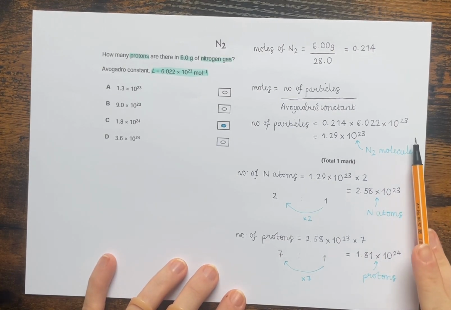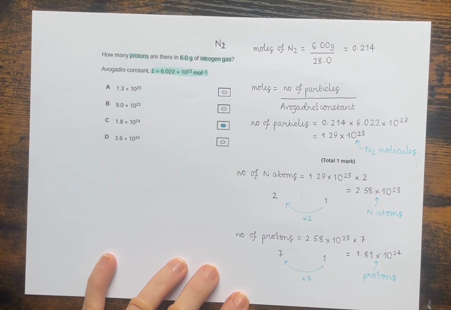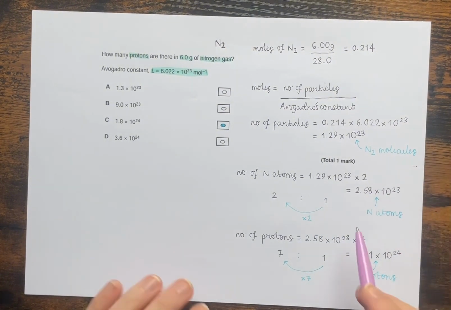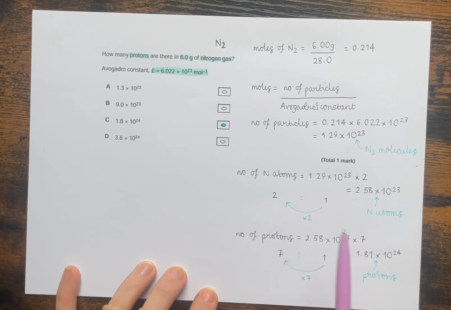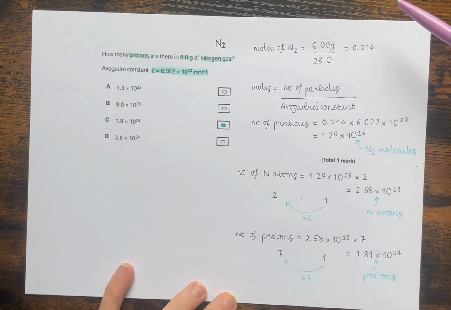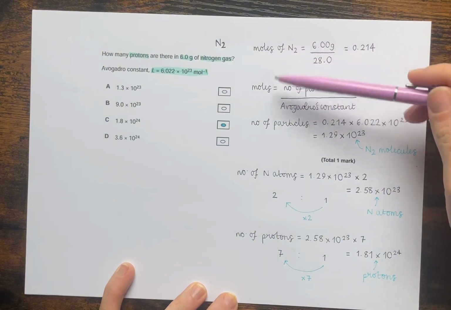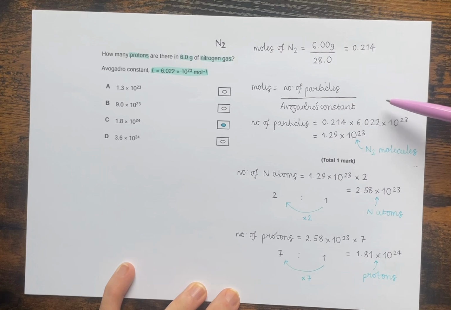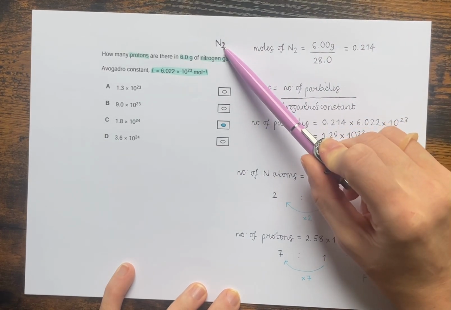Hopefully, in terms of going from the molecules to the atoms to the protons, that makes sense as a method. So molecules to atoms, there's 2 atoms in every 1 molecule, so we can use that as our ratio. Once we know the atoms, there are 7 protons in every atom, so we times that number by 7. Hopefully you can see how knowing the 2 different ways that we can work out the number of moles is useful in questions like this, because we can figure out the moles, then use Avogadro's constant to get the number of particles, and needing to remember that nitrogen is diatomic.